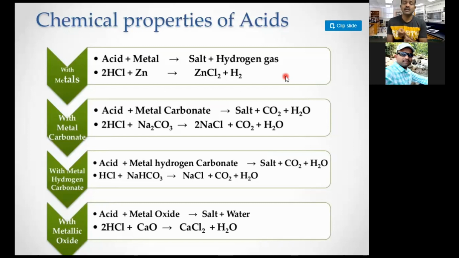Means that they are giving their corresponding salts. When HCl is added to zinc, it will give zinc chloride. When H2SO4 is added to zinc, it will give zinc sulfate. Sulfuric acid will give zinc sulfate with zinc metal, right? When you add HNO3 to zinc, NO3 is there. So this NO3 reacts with the zinc and it will give zinc nitrate.